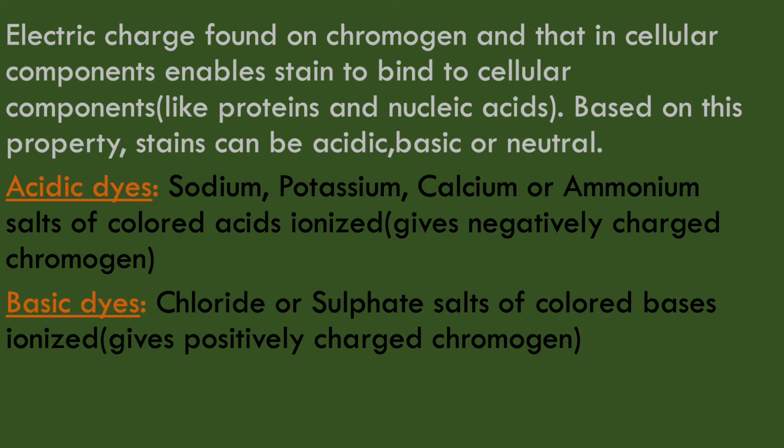First, acidic dyes. Chemically, acidic dyes are sodium, potassium, calcium or ammonium salts of colored acids upon ionization, which means that when the chromogen group is ionized, if it is giving a negatively charged chromogen, they are called acidic dyes. Whereas basic dyes are chemically chloride or sulfate salts of colored bases upon ionization, which means that when the chromogen is ionized, if it is giving a positively charged chromogen, they are basic dyes.